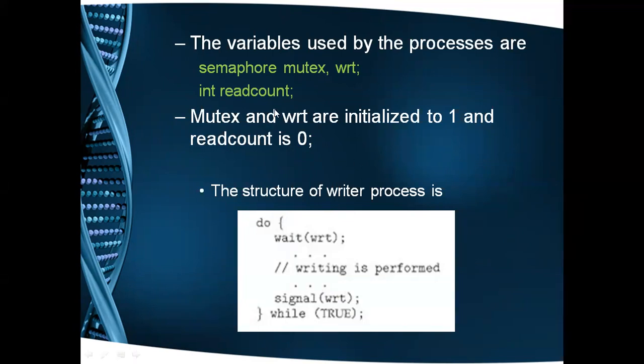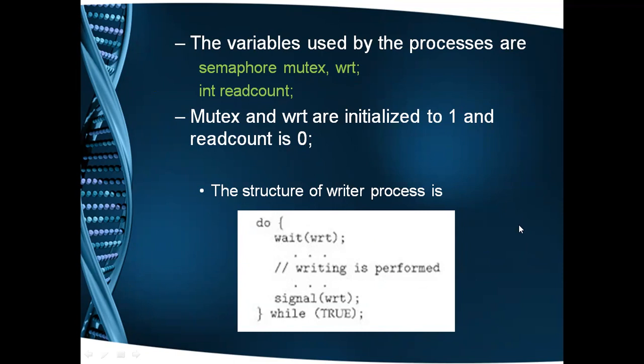Here is the list of variables we are using. 2 semaphore variables, mutex and write. Mutex is initialized as 1. The write is also initialized as 1. And then read count, an integer variable, counts how many processes are currently doing a read operation. That is initialized as 0. Here we have the structure of the writer process.